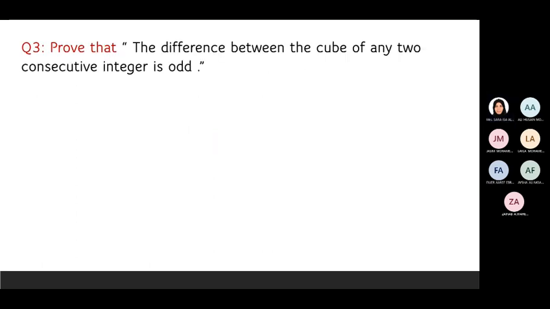Now, the second question says, prove that the difference between the cubes of any two consecutive integers is odd. What does this mean? The word difference means the difference between the cube, power 3, of any two consecutive integers is odd. This statement is a universal statement because of the keyword any.